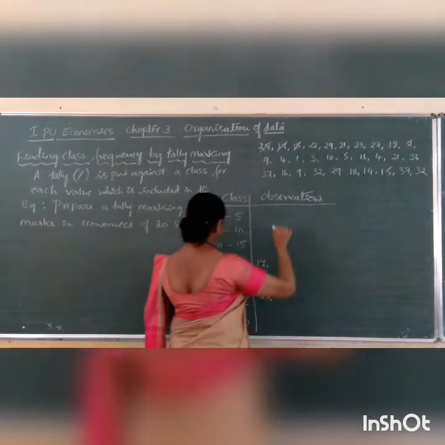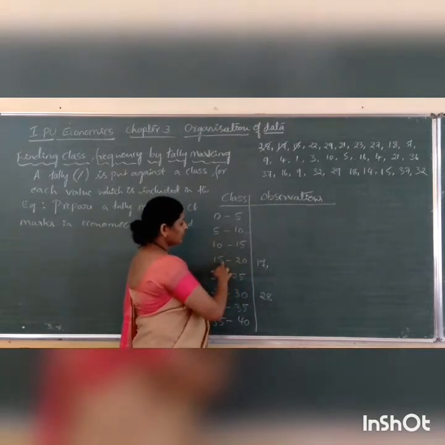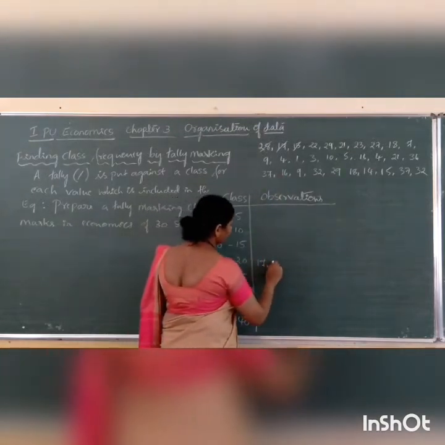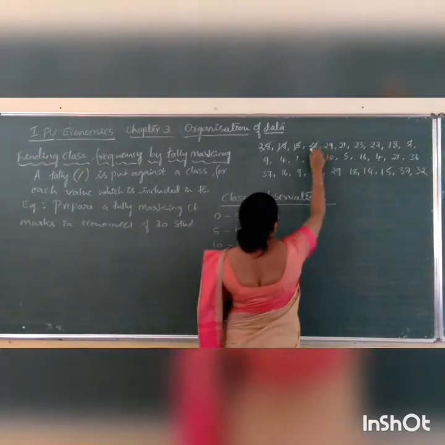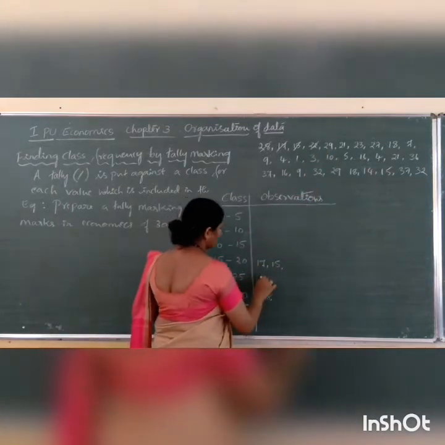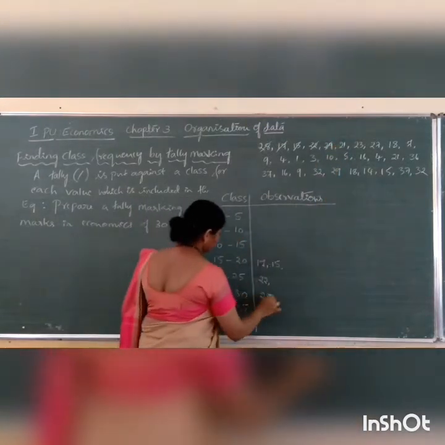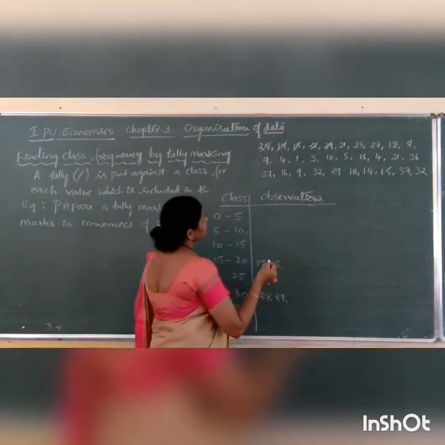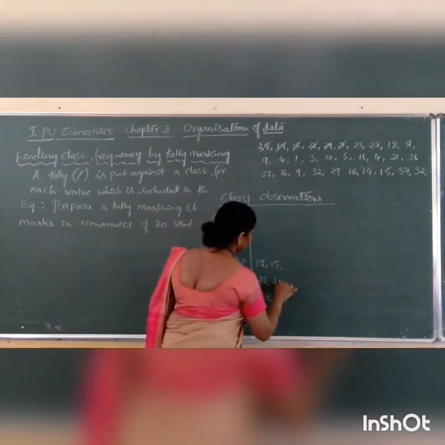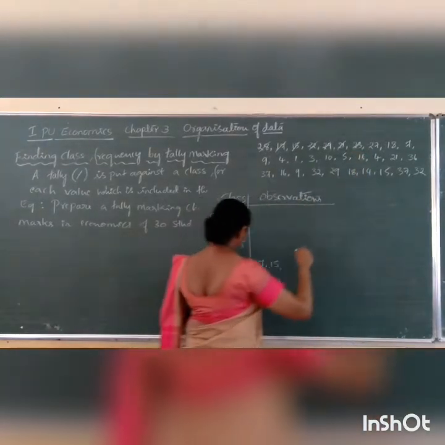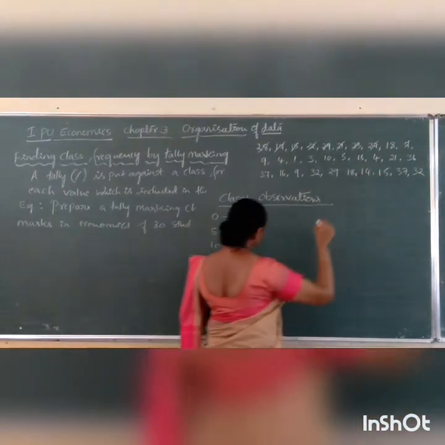Next 15. Here it is not written in the earlier class; since this is the exclusive method, this value goes to the next class. The value is 15. You should write that value here in front of this class. Next one is 22, in the 20 to 25 class. After that 29. Next 21. Where is it? Next 23. Here it is 23. Next 27.